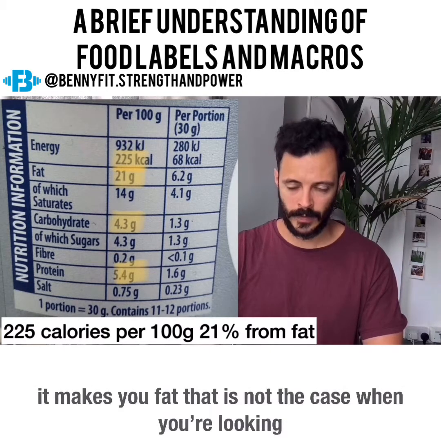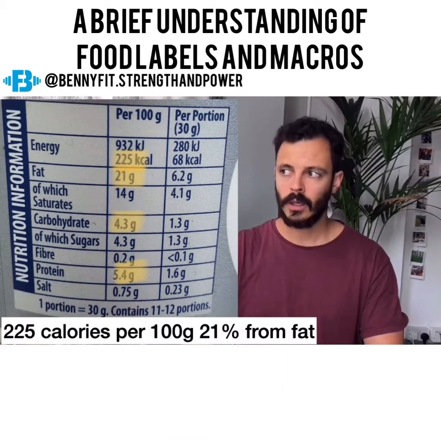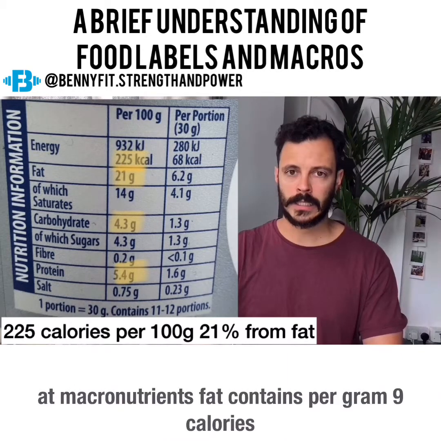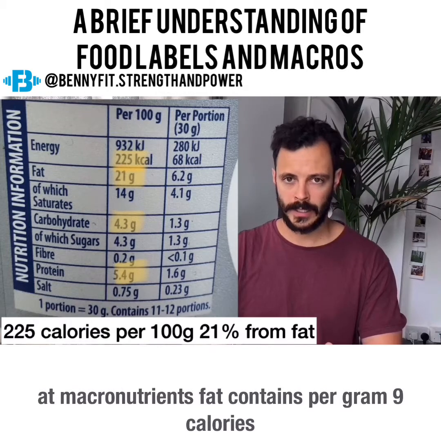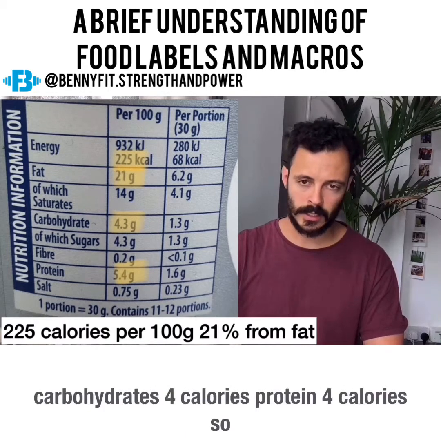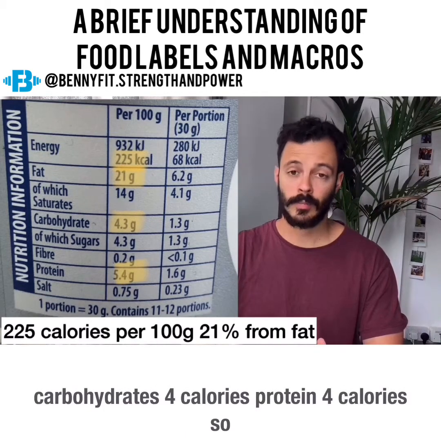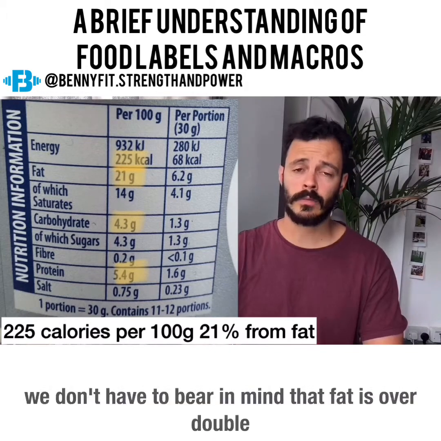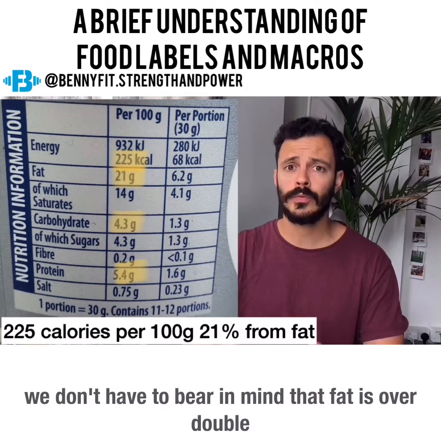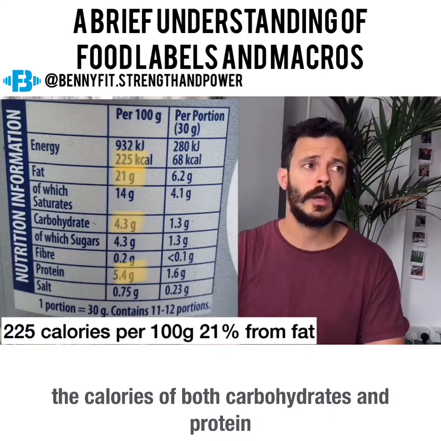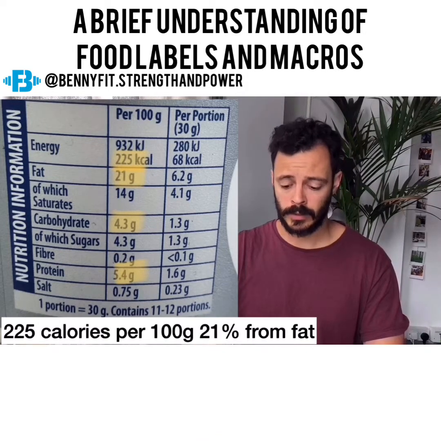assumes that means it makes you fat. That is not the case. When you're looking at macronutrients, fat contains per gram 9 calories, carbohydrates 4 calories, protein 4 calories. So we do have to bear in mind that fat is over double the calories of both carbohydrates and protein.